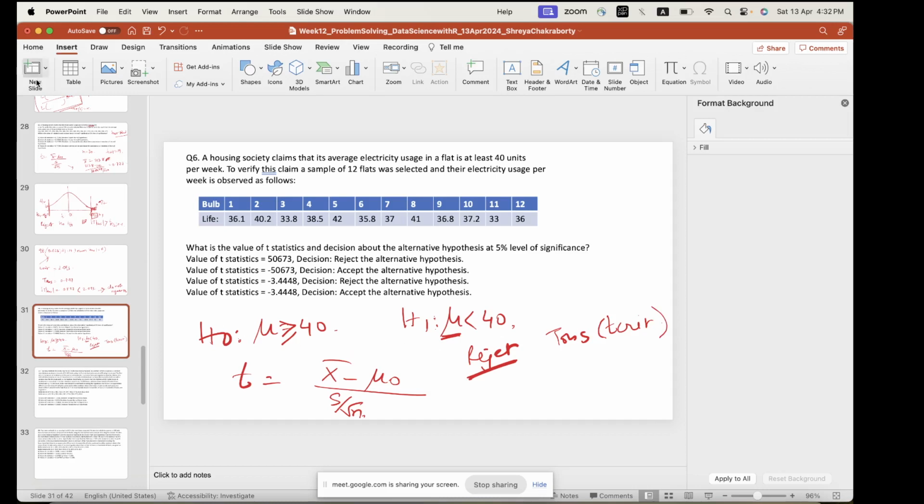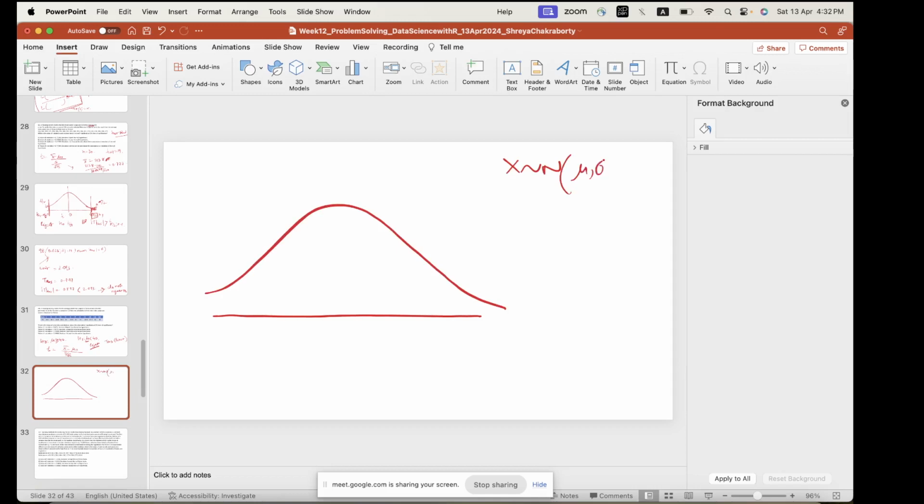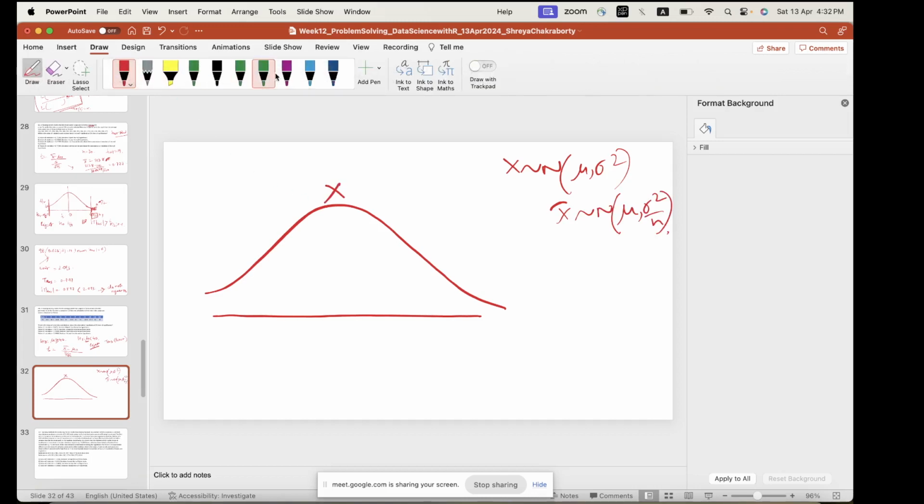Just I'll show the intuition behind this. Let's say this is your distribution of x bar. X is following normal mu sigma square. So x bar will also follow normal mu sigma square by n. Let's say this is your distribution of x, and this blue one is sort of your distribution on x bar with a reduced variance. Is it okay? Now let's say this is your mu.